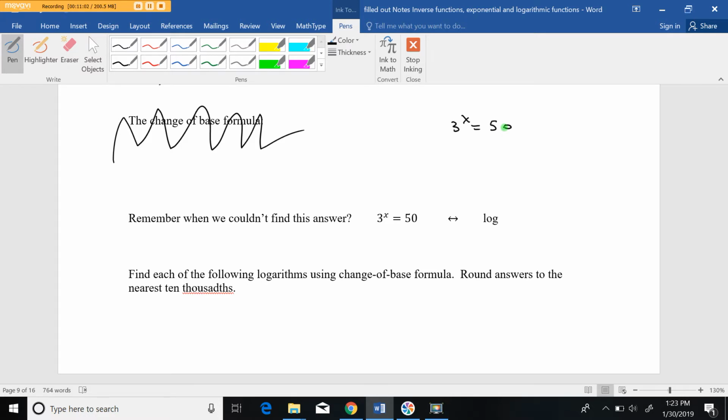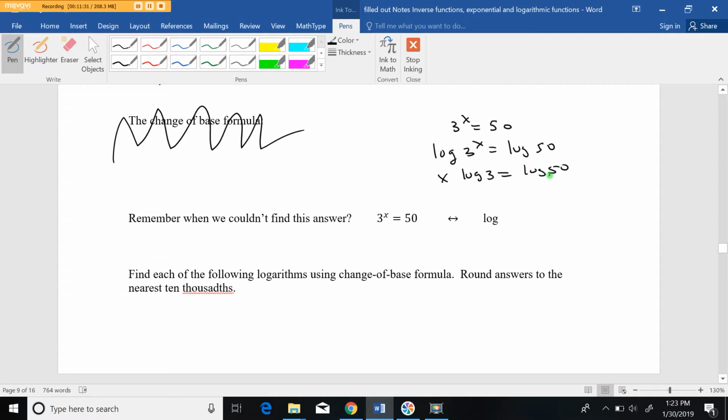It does not matter what type of log you take. It doesn't matter if it's log base 10 or log base e. You want to use something that your calculator has. I'm going to go ahead and use base 10. So next line is going to read log base 10 of 3 to the x equals log base 10 of 50. And remember that beautiful power that the x can come down in front. So this is going to read x log 3 equals log 50.